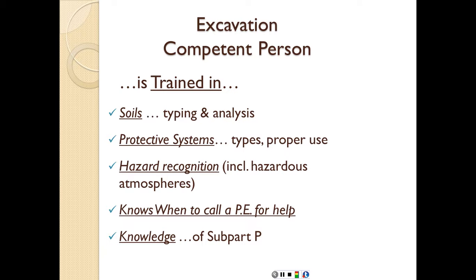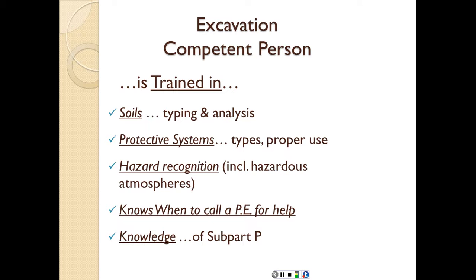Are we going to use benching? Are we going to use sloping? Are we going to use trench boxes? What are the different types and what's the proper use, how to use them properly? Hazard recognition, including hazardous atmospheres, especially when you work inside trenches. You might have some gases, for example, methane, or something like that, that might be toxic, especially with long exposure. So again, hazard recognition is definitely a skill needed in a competent person.